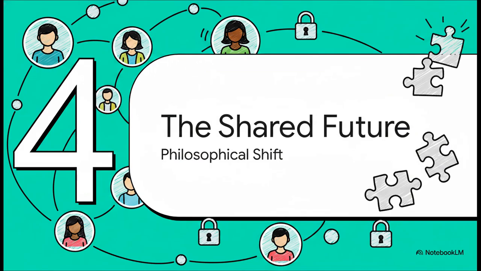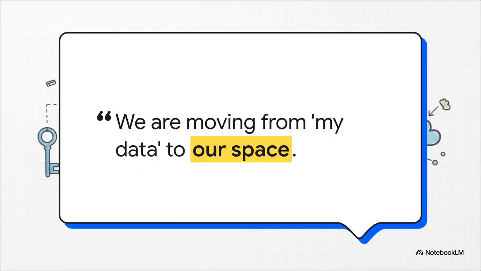Section 4, the shared future, a philosophical shift. Let's just zoom out from the technical features for a quick second. And this brilliantly illustrates the core philosophy of v2.5. We are moving from my data to our space. UIID v2.5 doesn't just change how we store our files, it fundamentally changes how we relate to each other online. It essentially proves that we don't have to choose between absolute privacy and seamless collaboration anymore. By transforming those isolated personal vaults into shared buckets, UIID manages to pull off this amazing balancing act without ever sacrificing the zero-trust principles that made it the gold standard of digital identity in the first place.